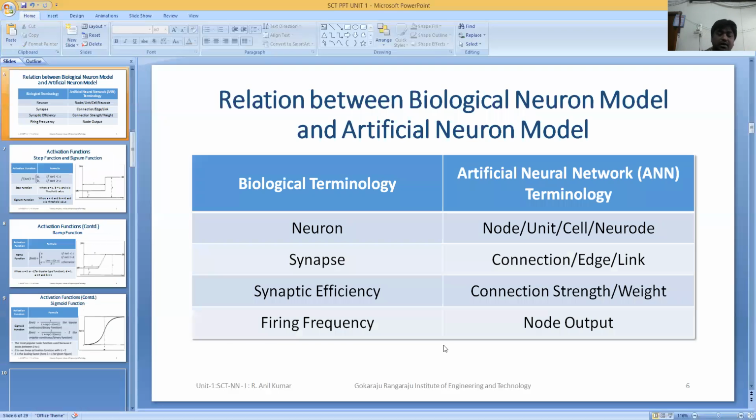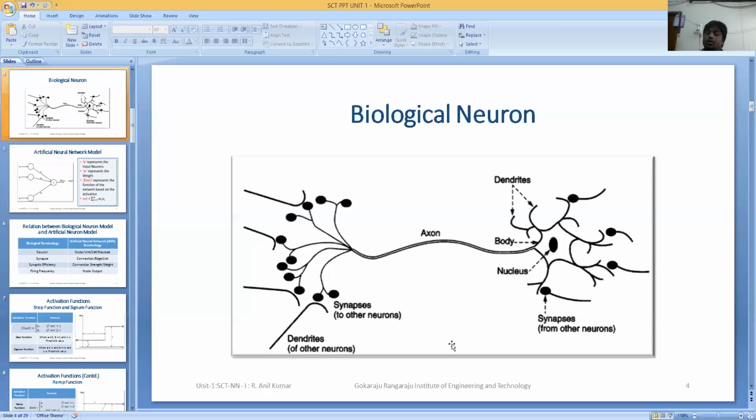These are the general biological neural models. After knowing the biological neural model, we can go on to the artificial neural model in the next topic.